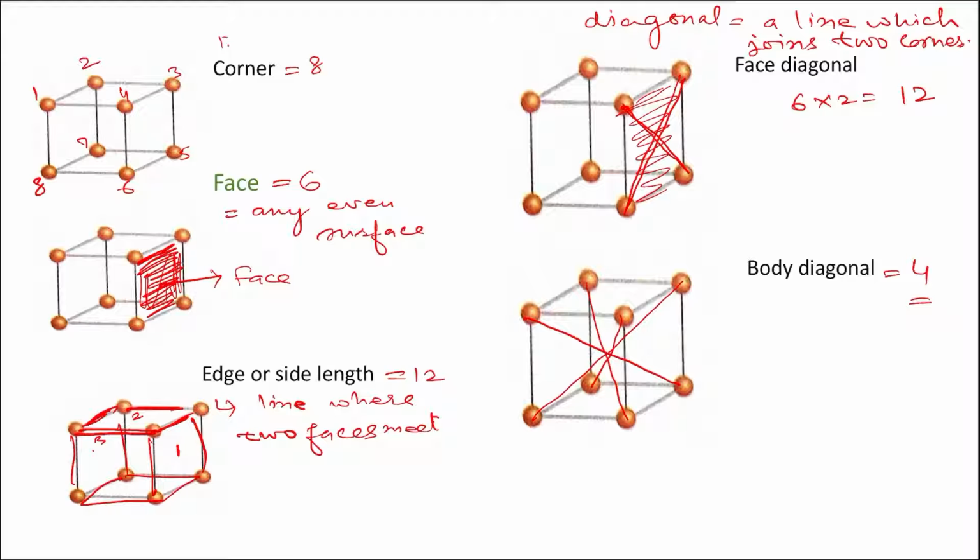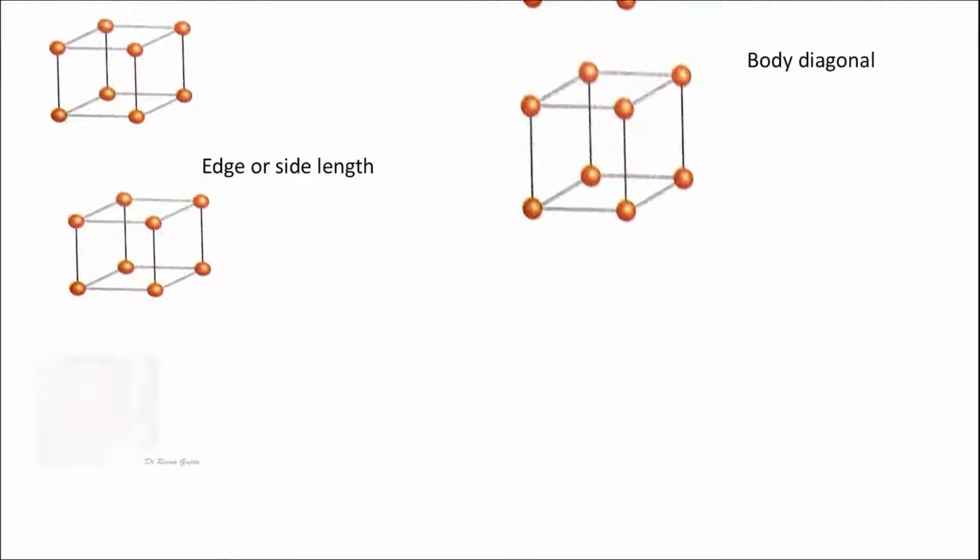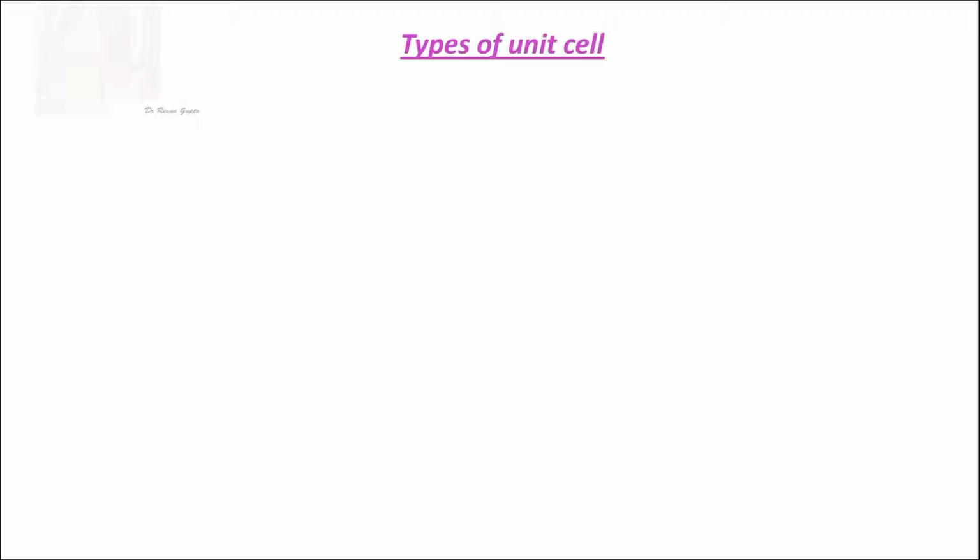Okay, only then you will be able to study the types of the unit cell, and further there are so many relations you can study. Okay, how many corners? 8. Faces? 6. Edges or the side lengths? 12. Face diagonals? 12. And the body diagonals? 4. Fine. So now next is the types of unit cell.